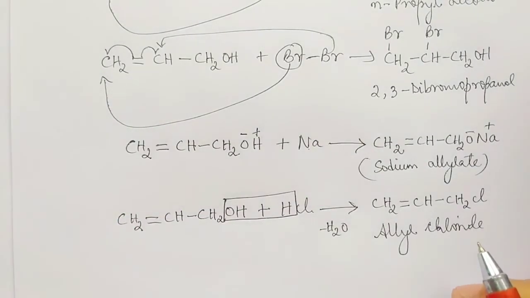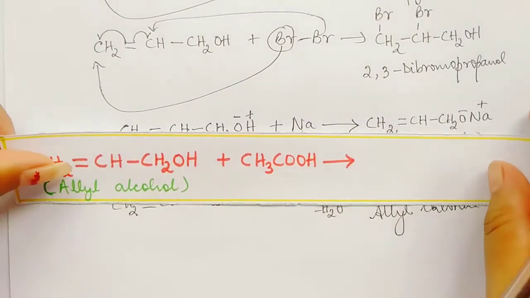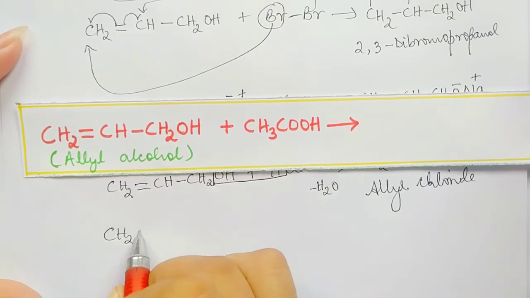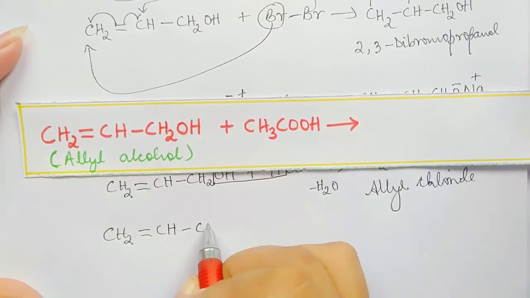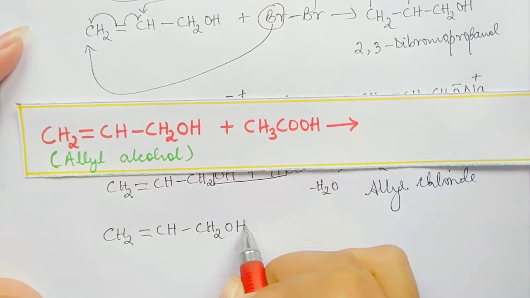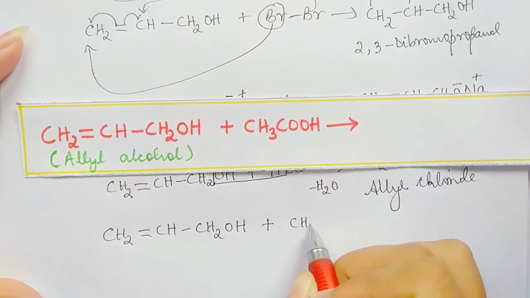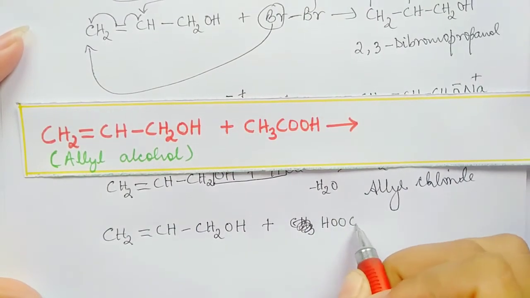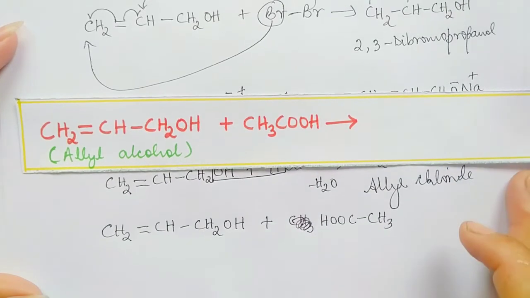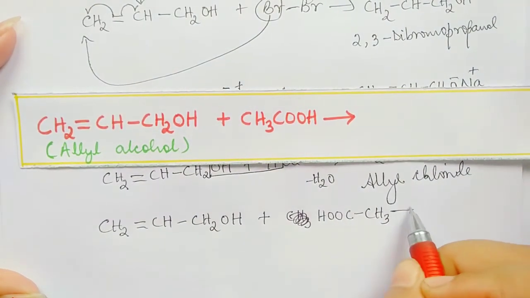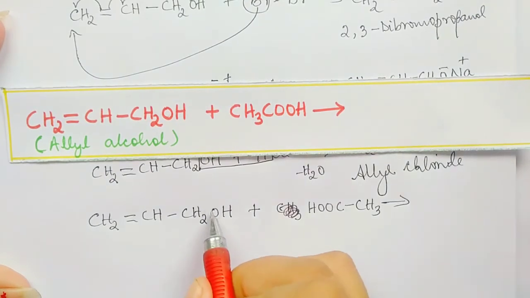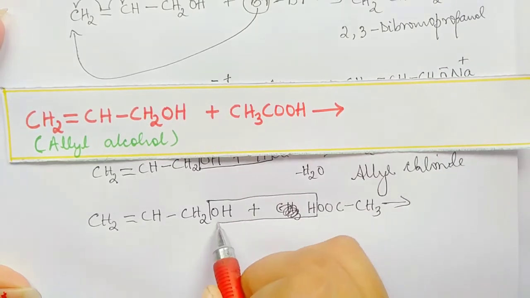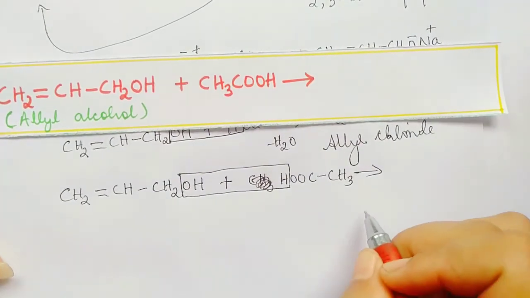Okay, we come to the last one. What is that? Allyl alcohol with acetic acid. CH2=CH-CH2-OH with acetic acid, let me write it this way, HOOCCH3. Okay, what is this? Acetic acid. See here, here we have the elimination of water molecule.